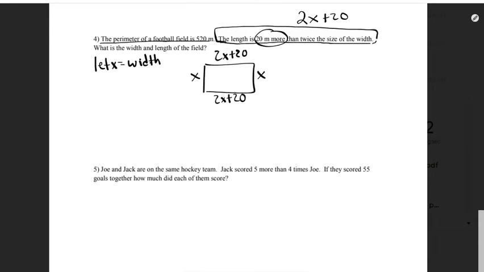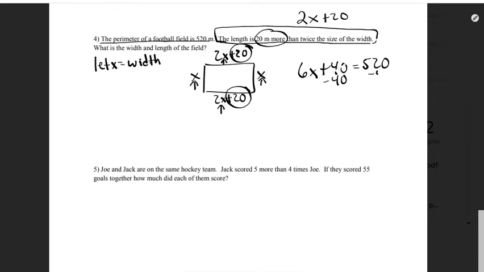Key here is now go around and collect all the x's. This is 2 right here. 2 plus 1 is 3. Plus another 2 is 4, 5. Plus another 1 is 6. So I end up with 6 x's, and then I have a plus 20 and a plus 20 is plus 40. And that has to equal 520. And I go ahead and solve.